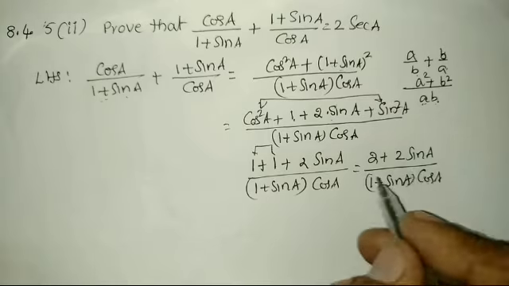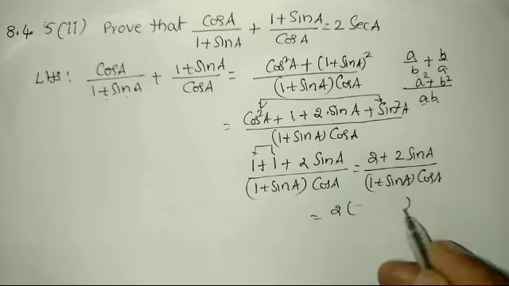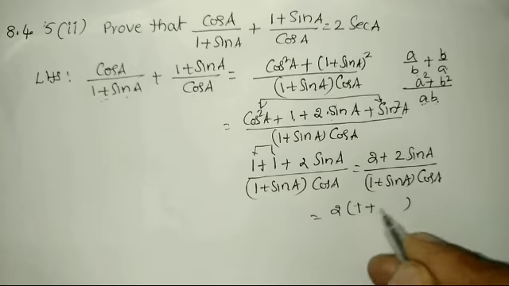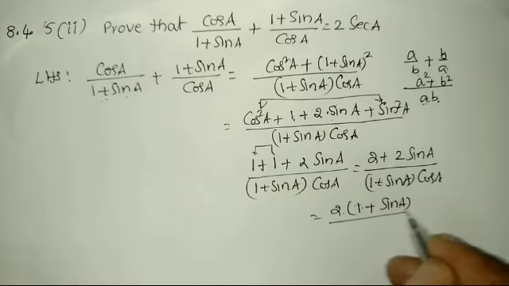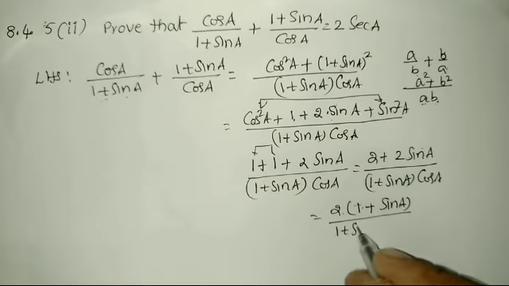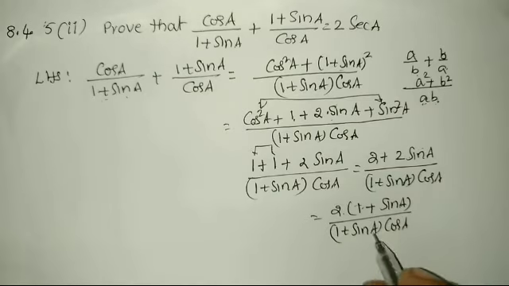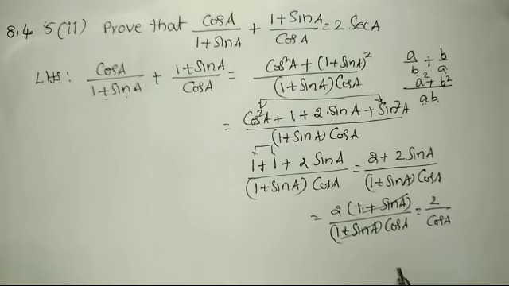From this 2 plus 2 sin A we can take 2 as common. When we take 2 as common, we get 2 into 1 plus sin A. 2 into 1, 2; 2 into sin A, 2 sin A, by 1 plus sin A into cos A. 1 plus sin A gets cancelled. We get 2 by cos A.